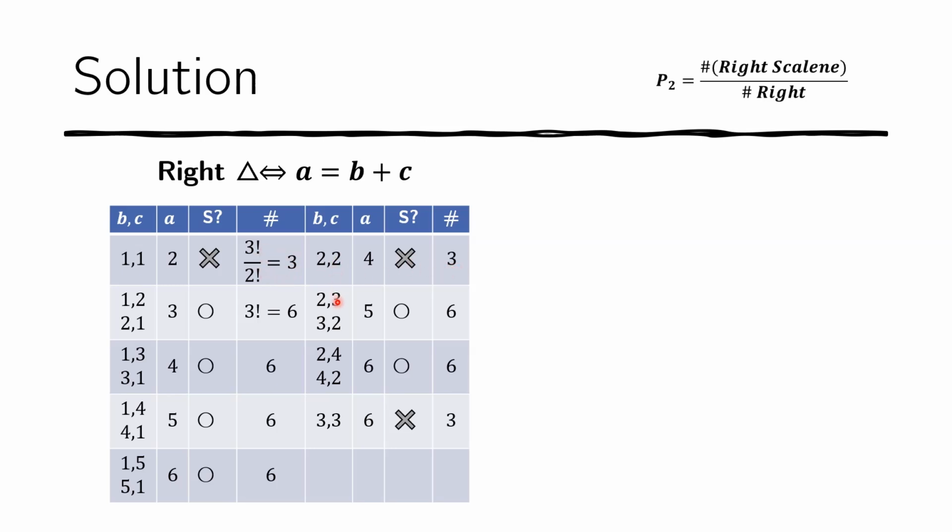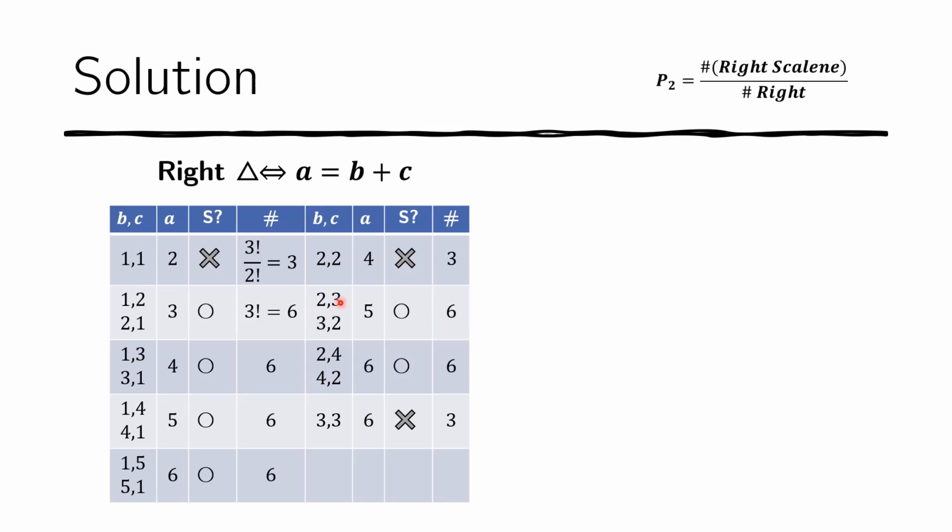Now we increment 2 to 3, and we again write down 3, 5. And if we have these values for B and C, A would be 2 plus 3, so we get a 5 here. And so if that's the case, then we have 2, 3, and 5, which are all different. The permutations of those would still give you scalene triangles. And so we mark it with a circle here. And again, we can count them using this formula, 3 factorial, and we have 6.